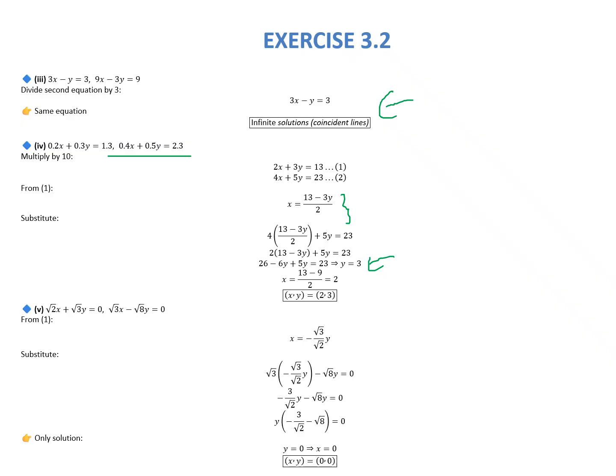And then when we put this value of 0 into the first equation, we get the value of x is equal to 0 as well. So in this case, we have both values as 0. So we'll move to the next slide and see the rest of the questions.